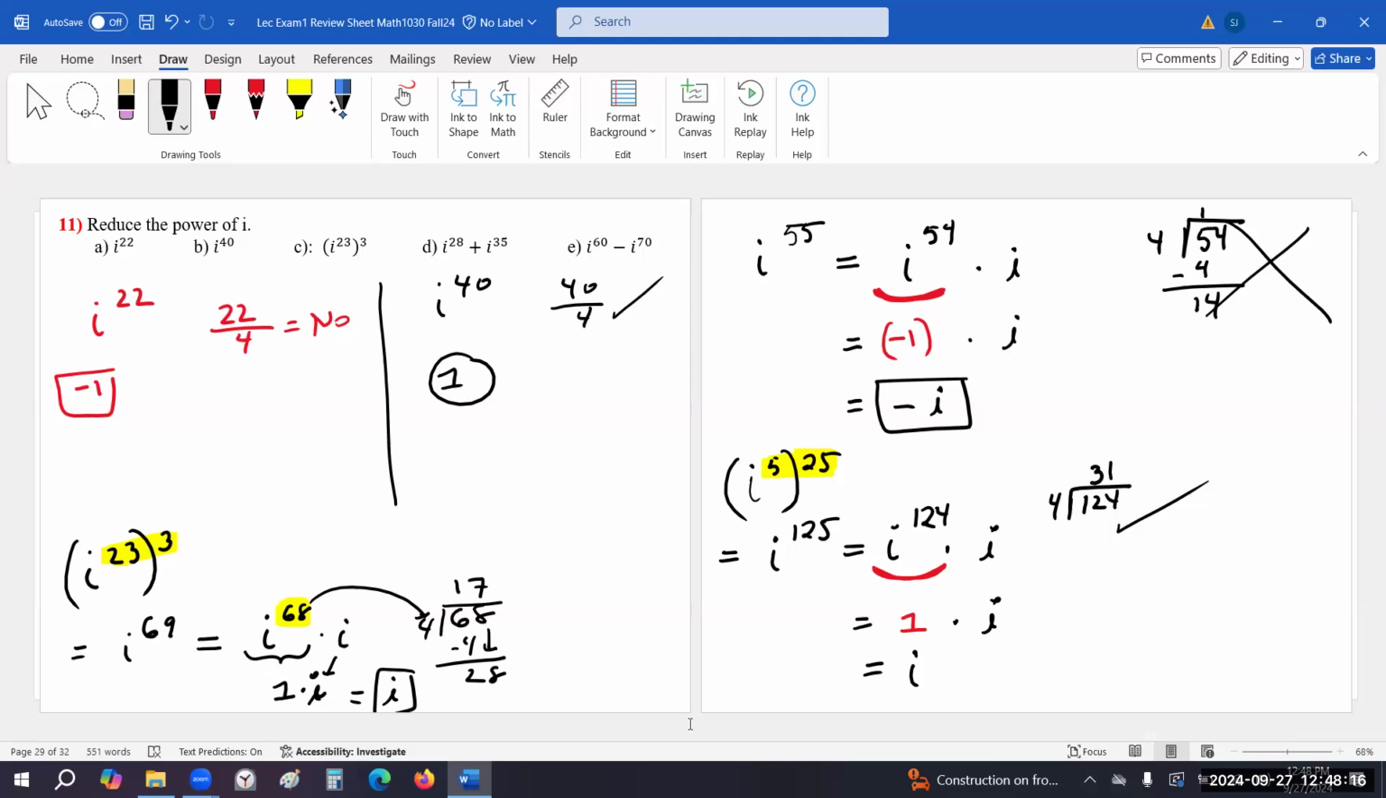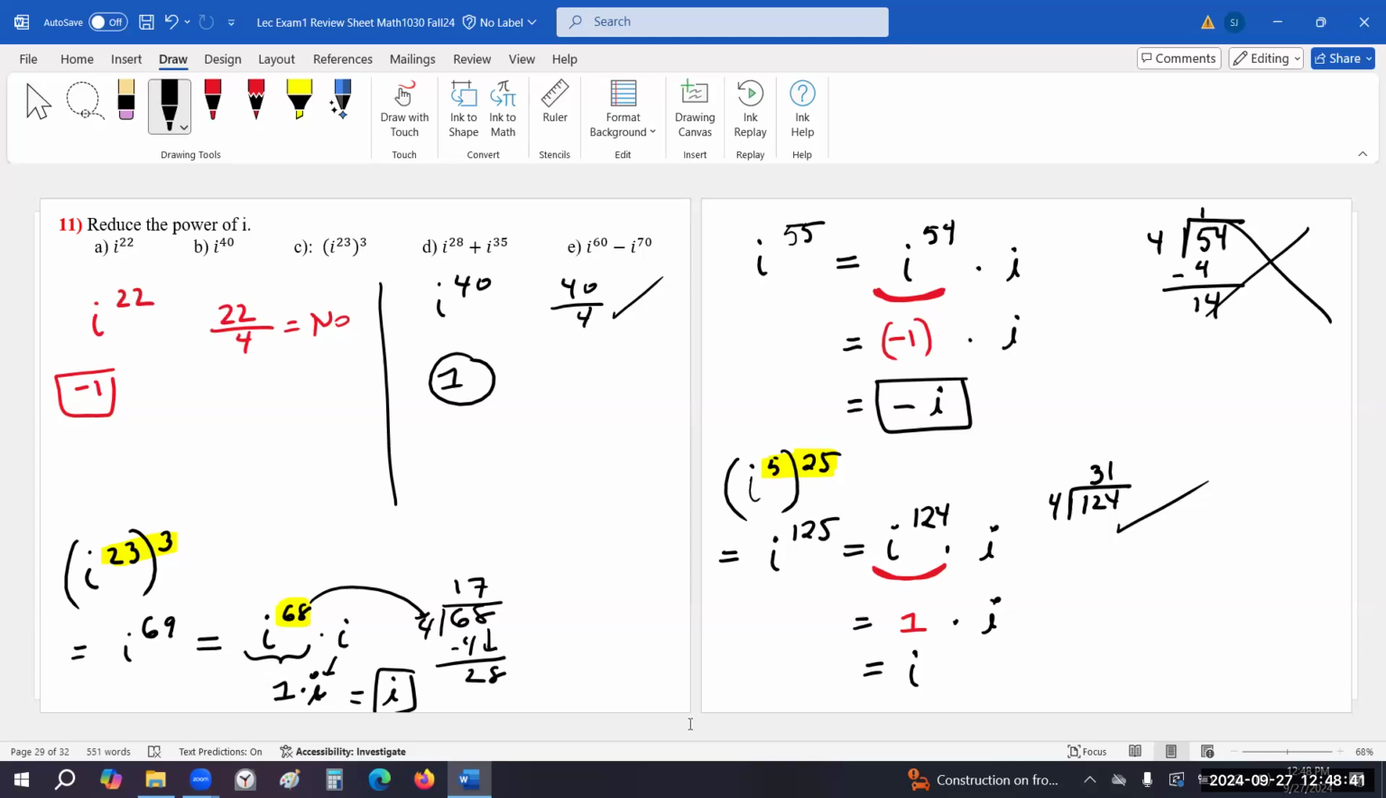So when i has an even power, that power is either divisible by 4, giving 1, or not, giving -1. And when it's odd, the odd power is split into two pieces, and the answer is supposed to be i or -i. Cool, right?